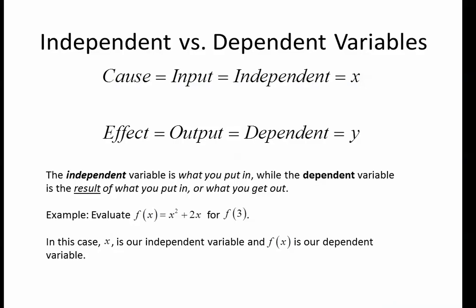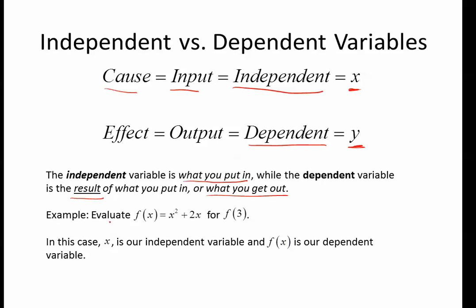Independent versus dependent variables. Remember that the cause is the same thing as the input, or the independent variable. In most cases we call the input x, but you can refer to it as any variable you like, though the most common notation is x. Therefore, if we're using x, the effect, which is the output and the dependent variable, is usually associated with y. So the independent variable is what you put in, while the dependent variable is the result of what you put in, or what you get out.